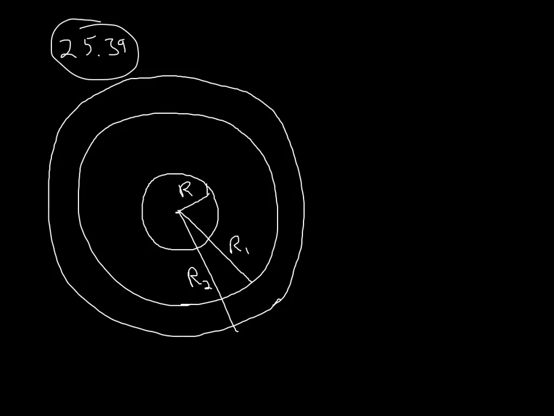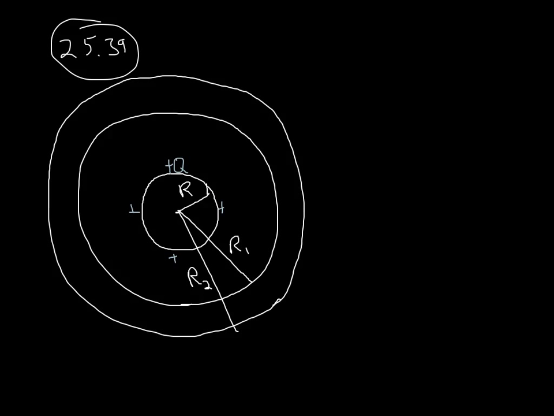So in chapter 25, problem number 39, we have a solid conducting sphere of radius r with the charge q on its surface. What I've drawn here is the situation we're talking about, and this middle sphere has a charge of positive q spread along its surface. So there's our charge q.